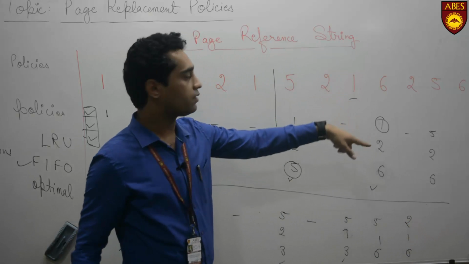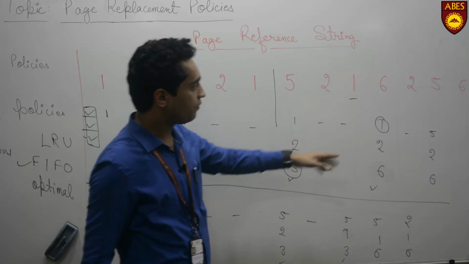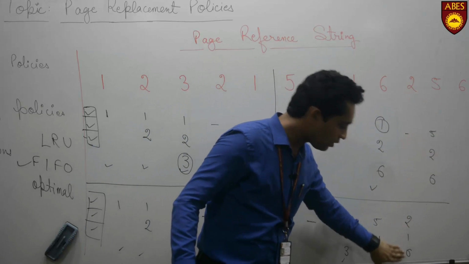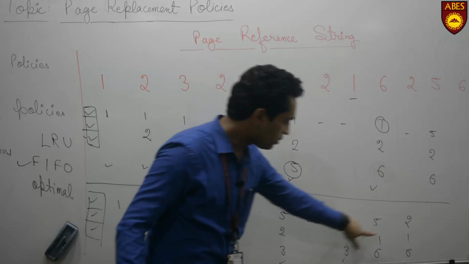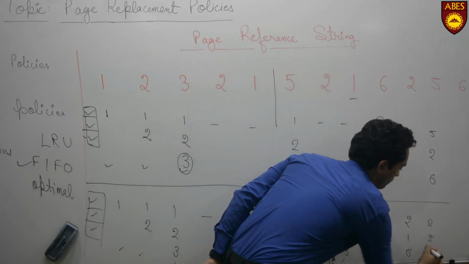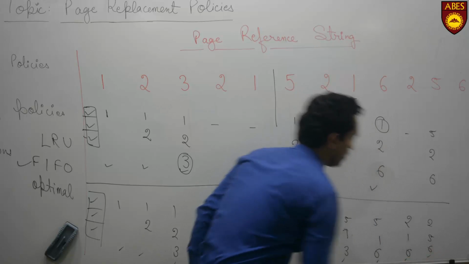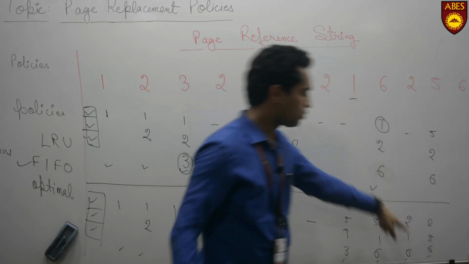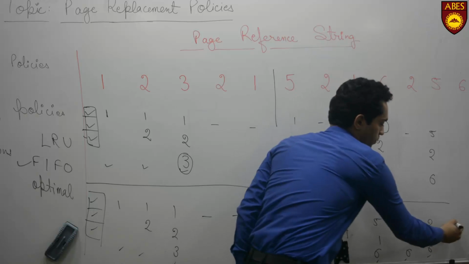The next is page number 5. So now 5 will check which page has been there for the longest time. So page number 1 is there. So we will replace 1 by 5. All are page faults. 6 is already there in the list, means there is no page fault.